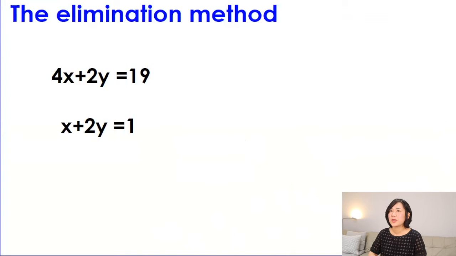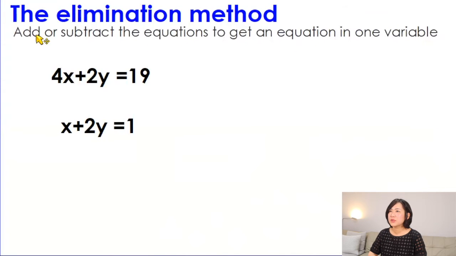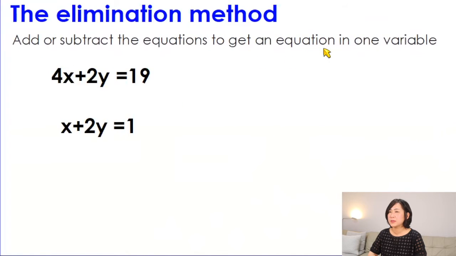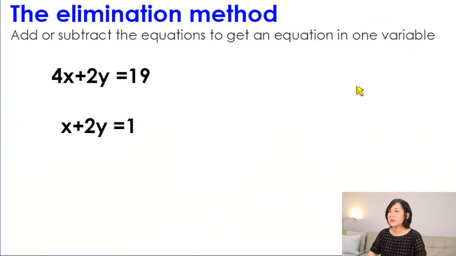What is the elimination method? That is, add or subtract the equations to get an equation in one variable. As I already mentioned, in simultaneous equations we've got two variables. Here we've got x and y. Then we're aiming to remove one of the variables so that we can have only one, right? Have a look at these two variables. Which one do you want to remove? Elimination means remove something, right?